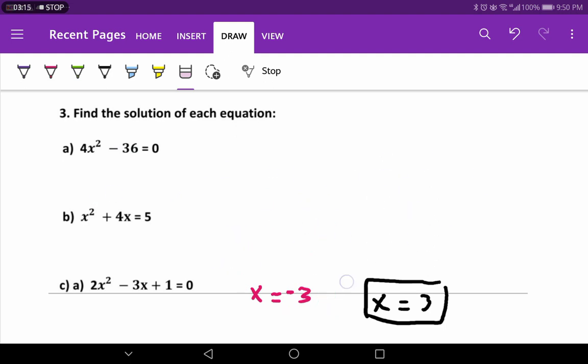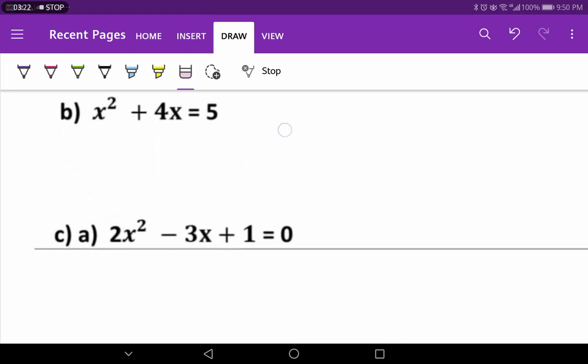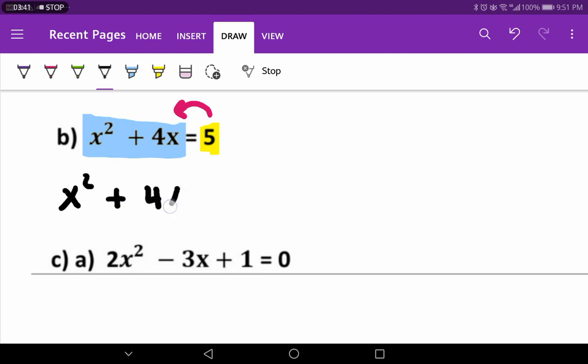Now we will move to letter B. He asked me to find the solution. Actually here, this is the left side and this is the right side. I will make the right side equal 0 by moving the 5 to the other side. So it will be x squared plus 4x minus 5 equals 0. Now the equation is ready.